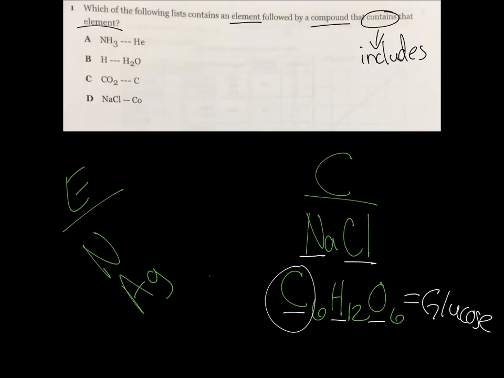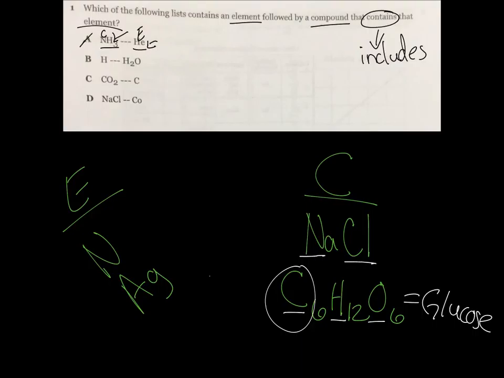So letter A has NH3. So right there, if you have NH3, is that an element or a compound? Great job, it's a compound because you have 2 different elements, nitrogen and hydrogen. Now if you look at what follows it, you have He. What is that, an element or a compound? Great job, it's an element. So in this case, He, what element is that? If you don't remember, go back to your periodic table, look it up. Great job, that's helium. Is helium the same as hydrogen? No, so this one obviously doesn't make sense.